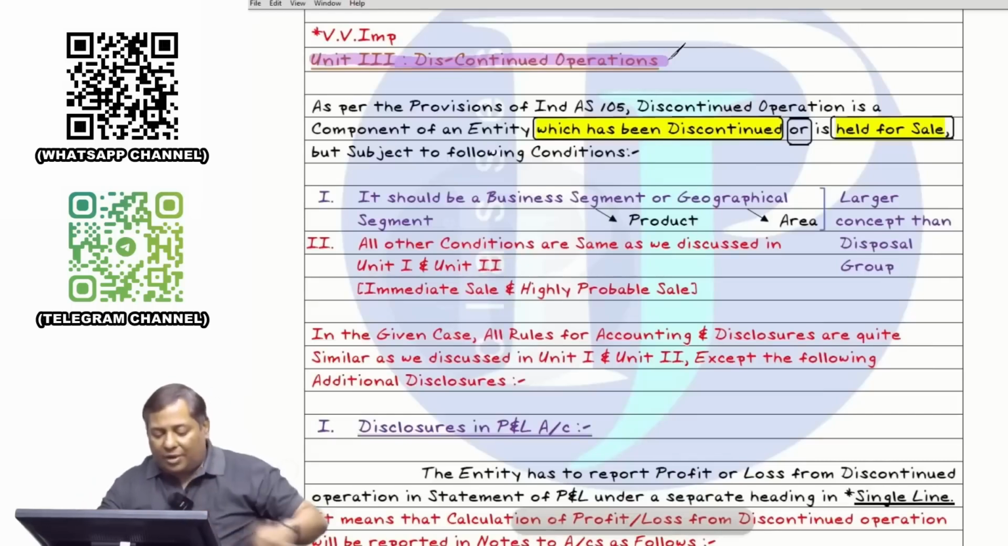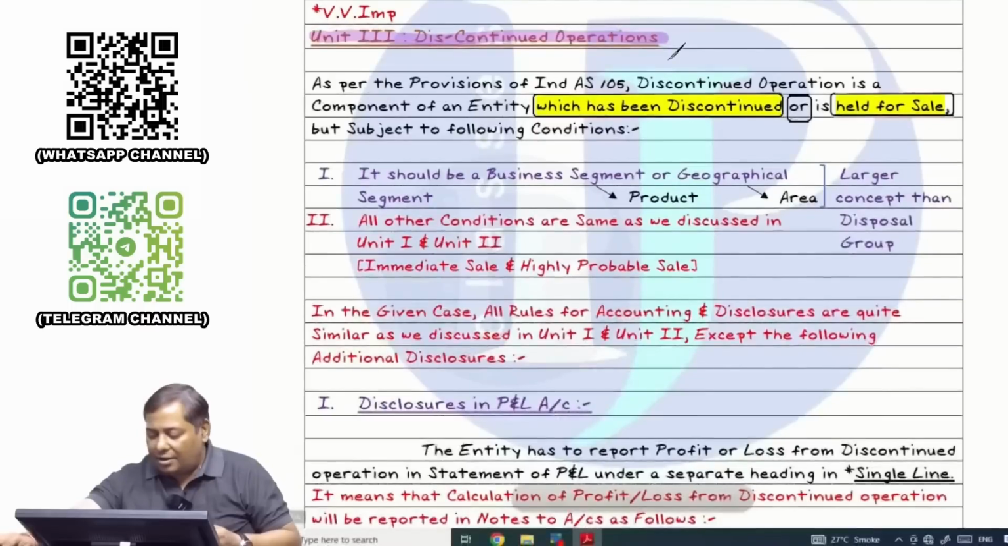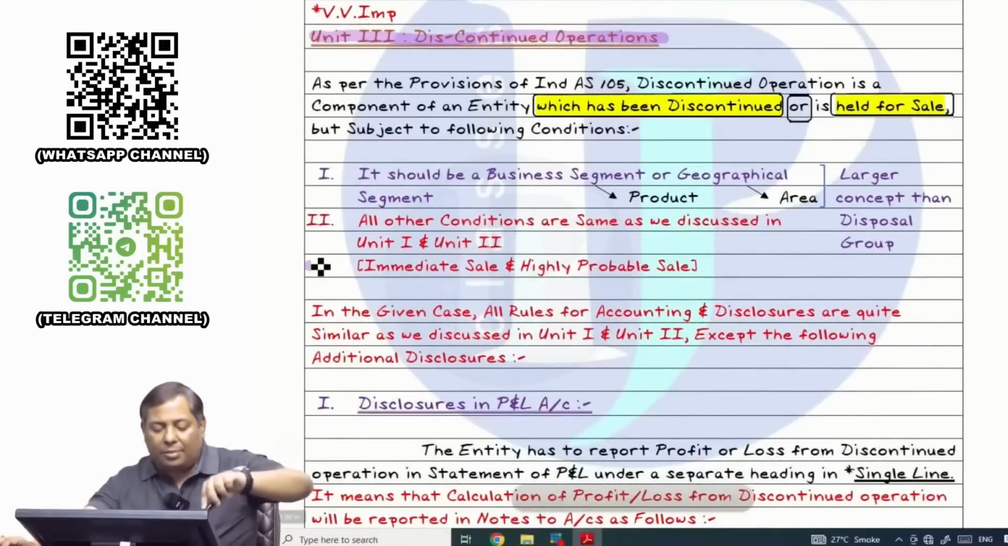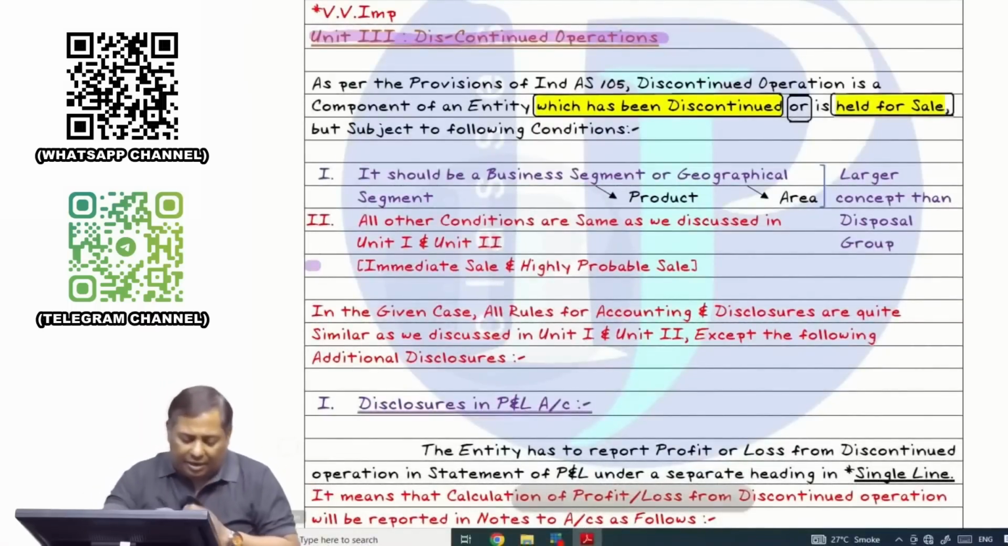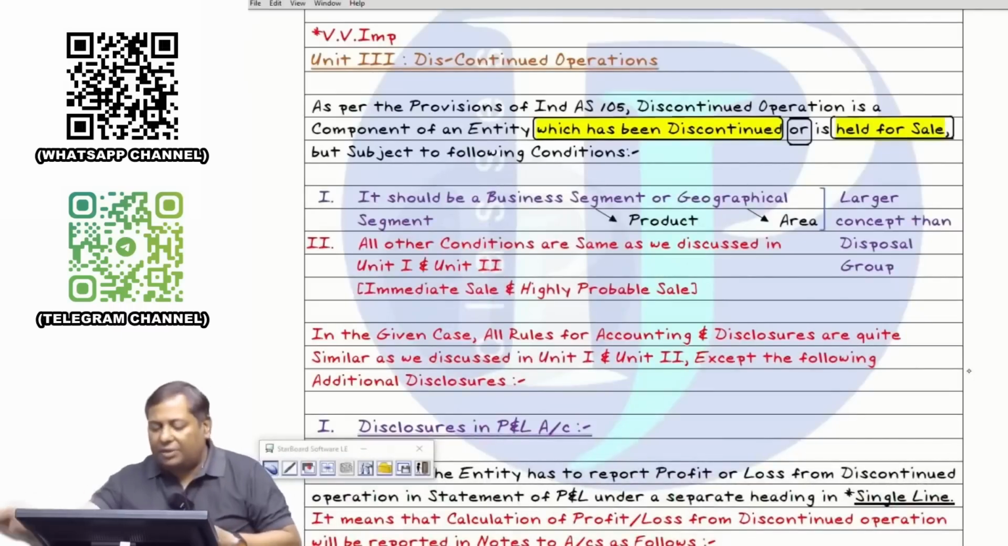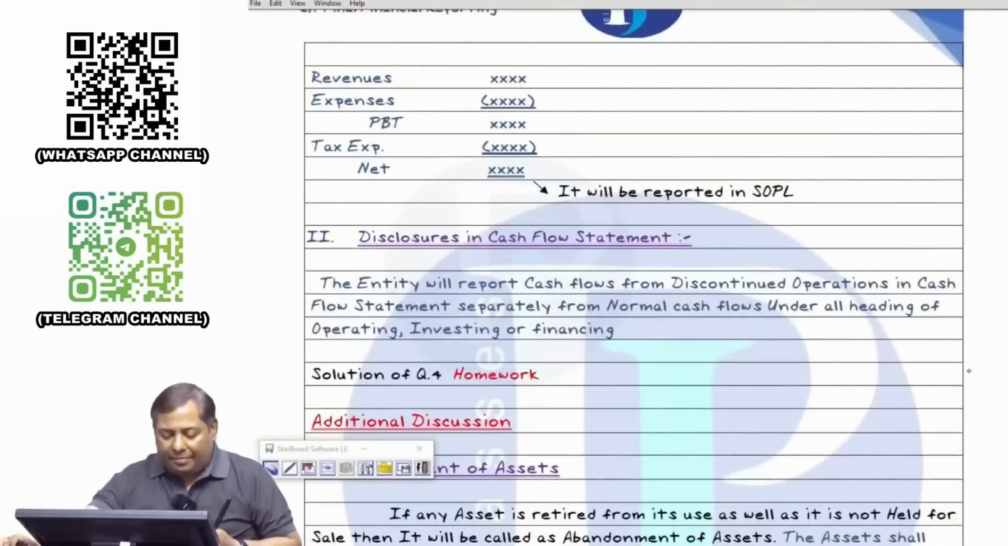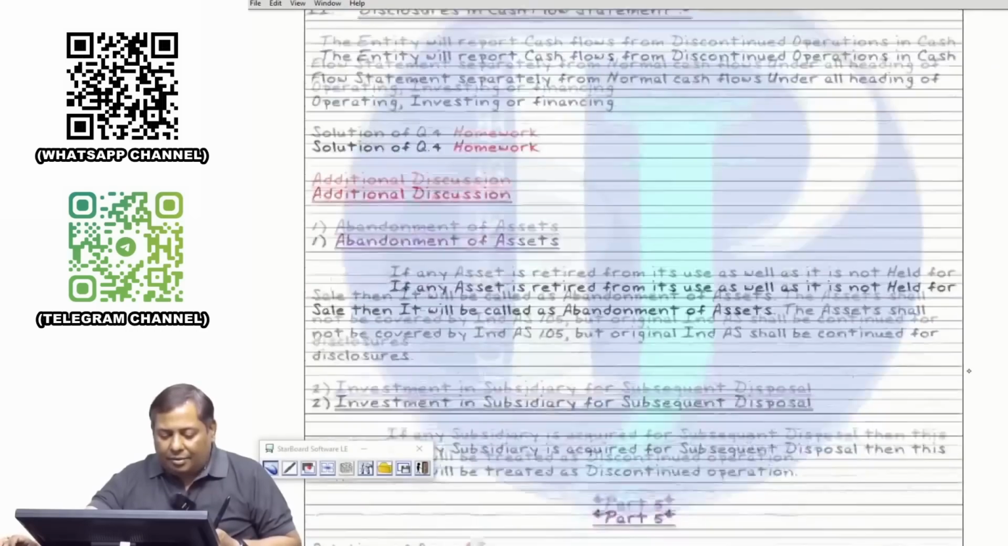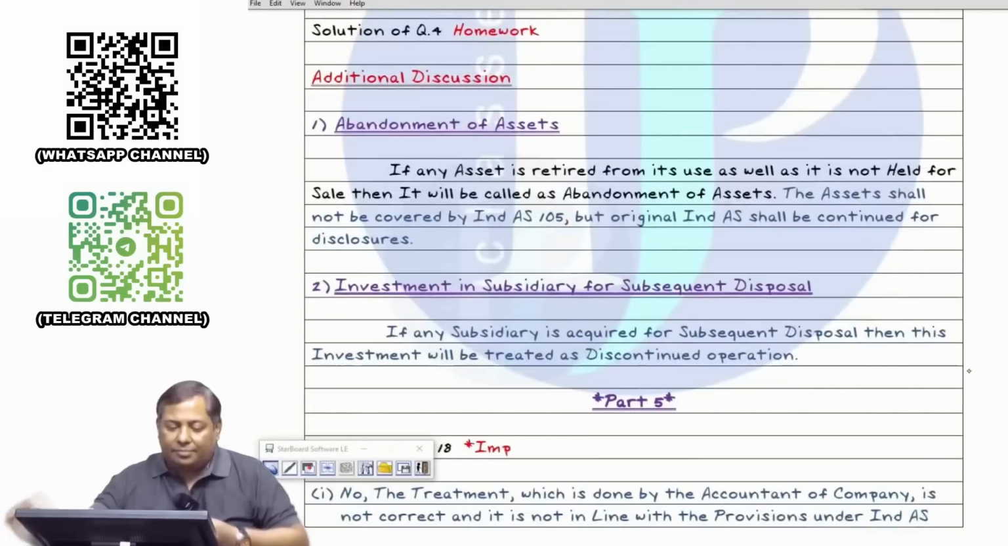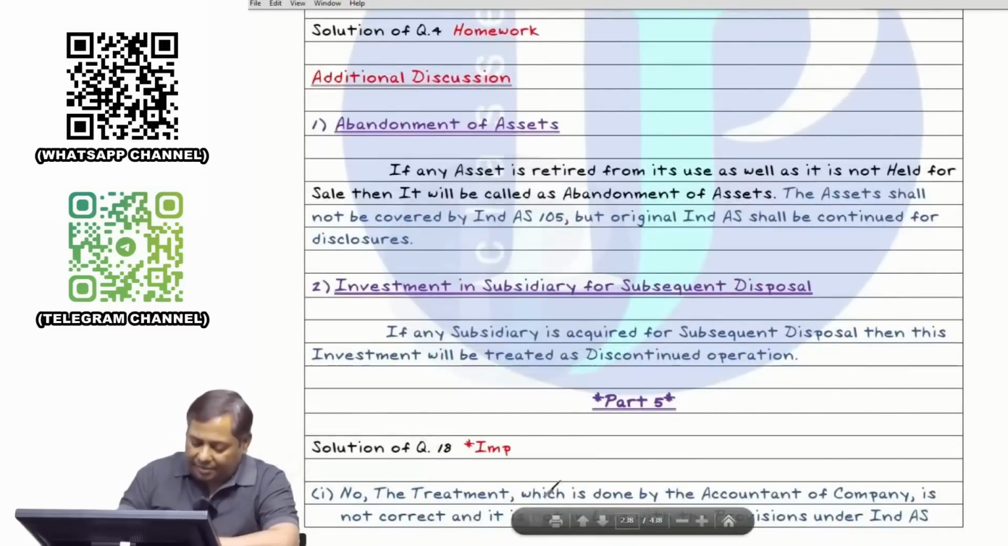Notes have been given for this: what to disclose in the P&L and what to disclose in the cash flow. You have to take care of it. There is no practical exposure in this. This is pure theory. You can go through it. Is it fine? Now come for the additional discussion. I have already told you two more things: one is abandonment and the other is investment in a subsidiary.